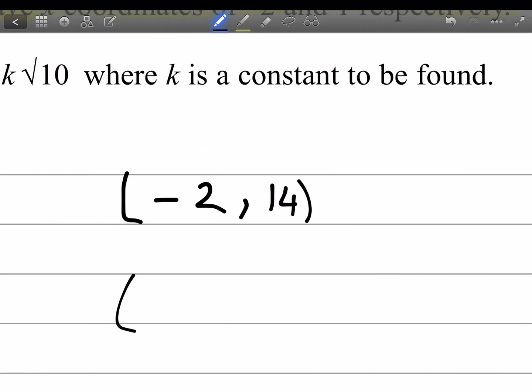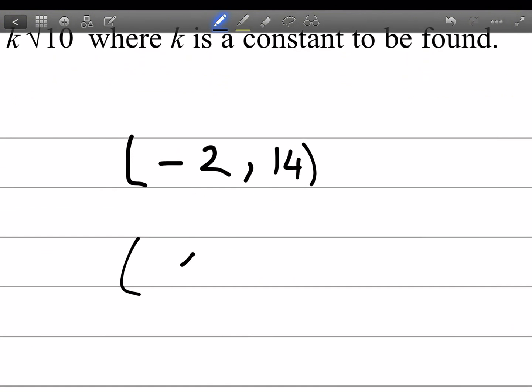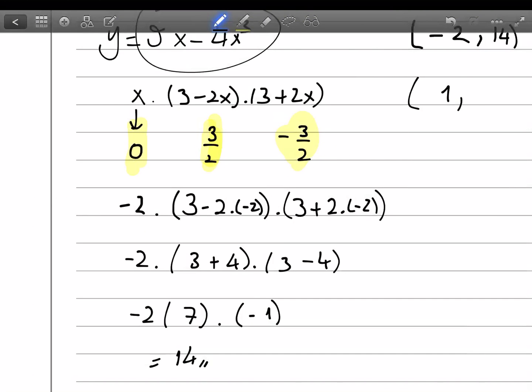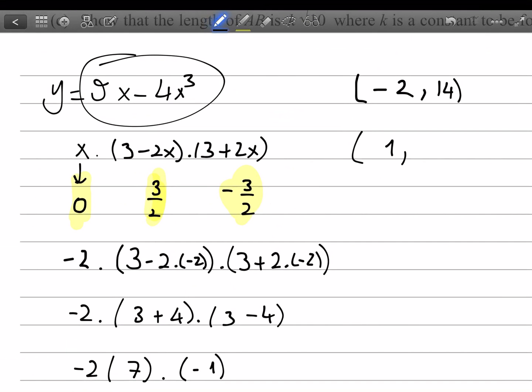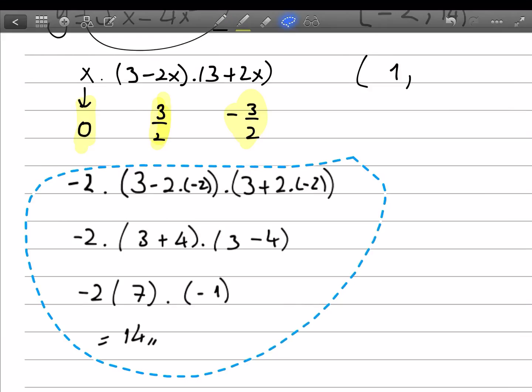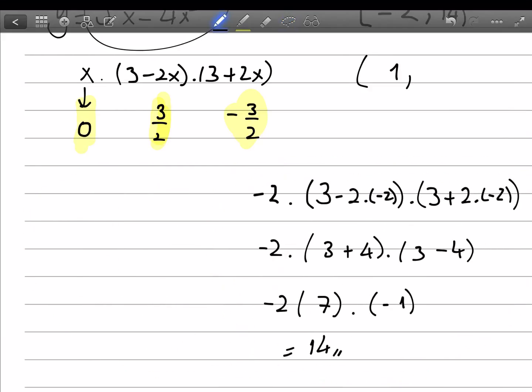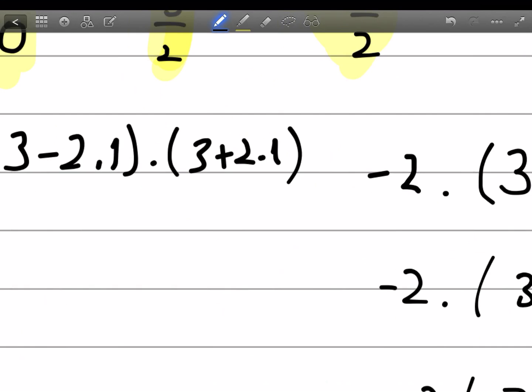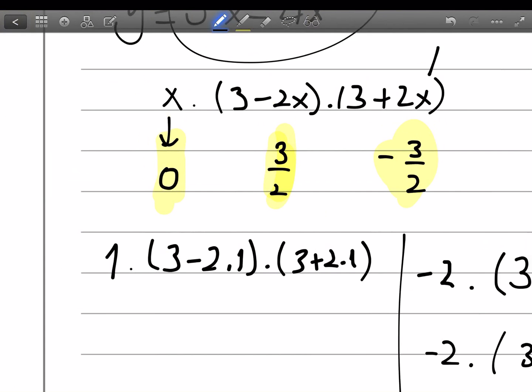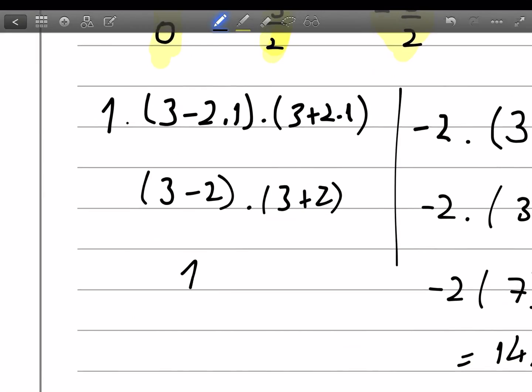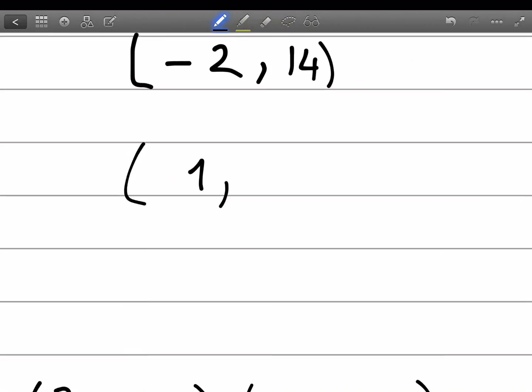The other point is x equals 1, and the other one should be what? Let's do it here. 1 times (3 minus 2 times 1) times (3 plus 2 times 1). Okay, we just put 1 here. 1 is not important. 3 minus 2, times 3 plus 2, we have 1 times 5, which is 5. So our point is (1, 5).